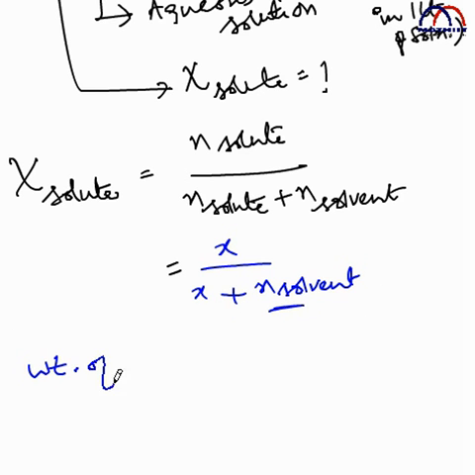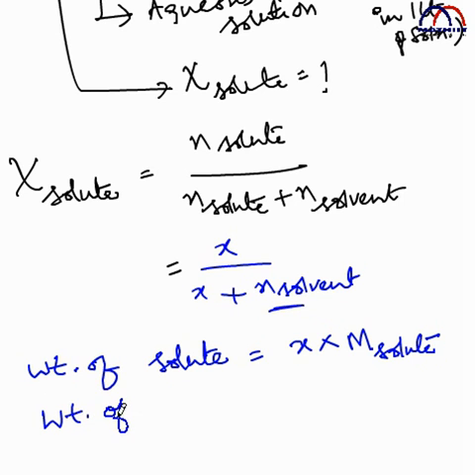Now, what is the weight of solute here? That is X into the gram molecular weight of solute. This is the weight of the solute. Then the weight of the solution I can get by using the density parameter there. That is, density is nothing but d grams per cc. For 1000 cc, how much is it? 1000 into d grams.